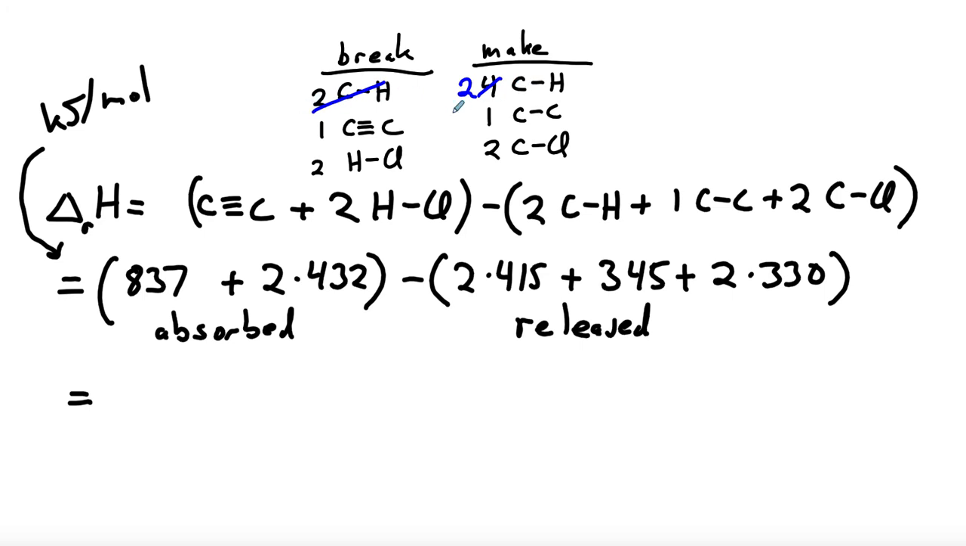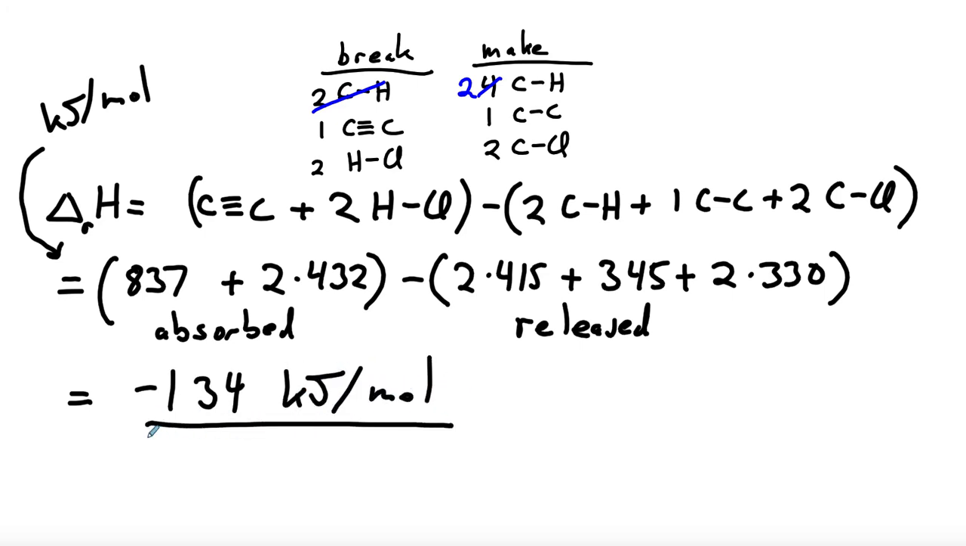All right, when we put all those numbers in, we end up with a negative 134 kilojoules per mole. So because there's a negative number, this is an exothermic reaction. Heat's released when we do this because we made stronger bonds than the ones that we broke. And that's how you use bond enthalpies to estimate a heat of reaction.